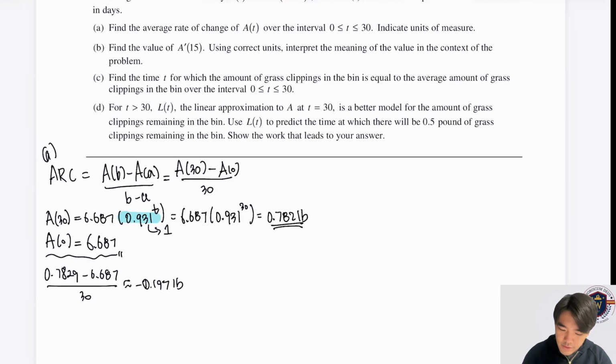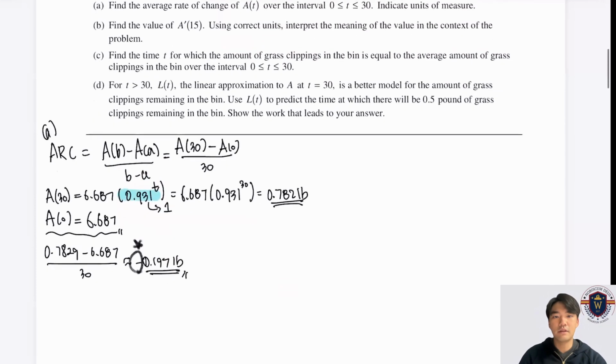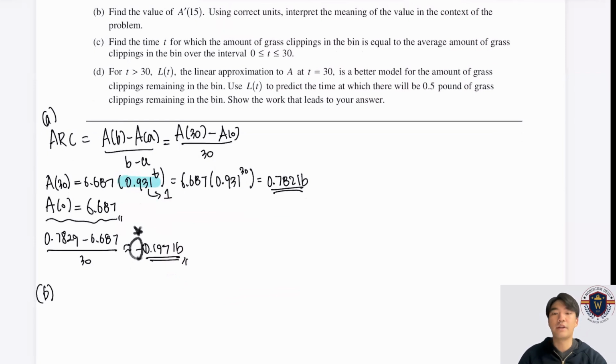The negative sign here indicates that the amount of grass clippings is decreasing at the average rate of 0.197 pounds per day over the 30-day interval.